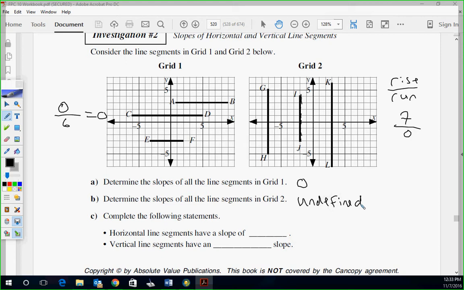Complete the following statements. Horizontal line segments have a slope of 0. Vertical line segments have an undefined slope. People often get these mixed up. Questions? Nope. All right.